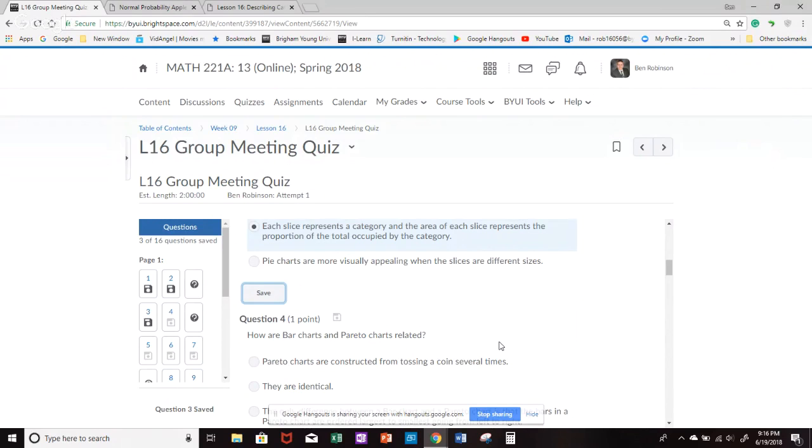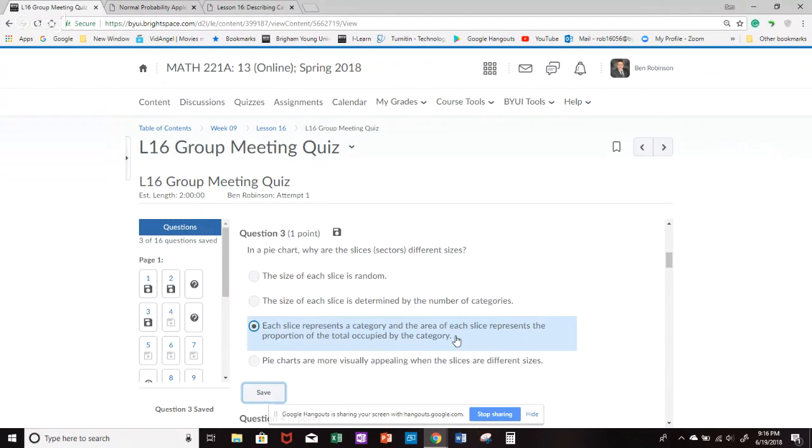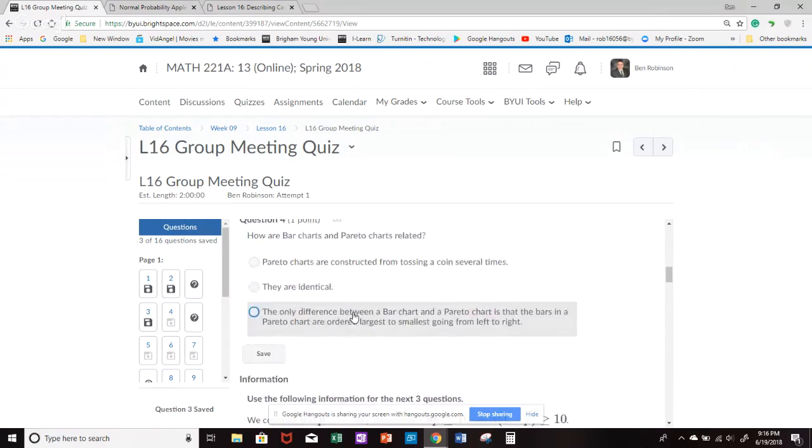Let me see what was my answer. Question 3. Ben says each slice represents a category and the area of each slice represents the proportion of the total occupied by the category. Do you agree? Yes, I agree. I just want to check what was my answer. Yes, I agree with you. Okay, so then we're on question 4.